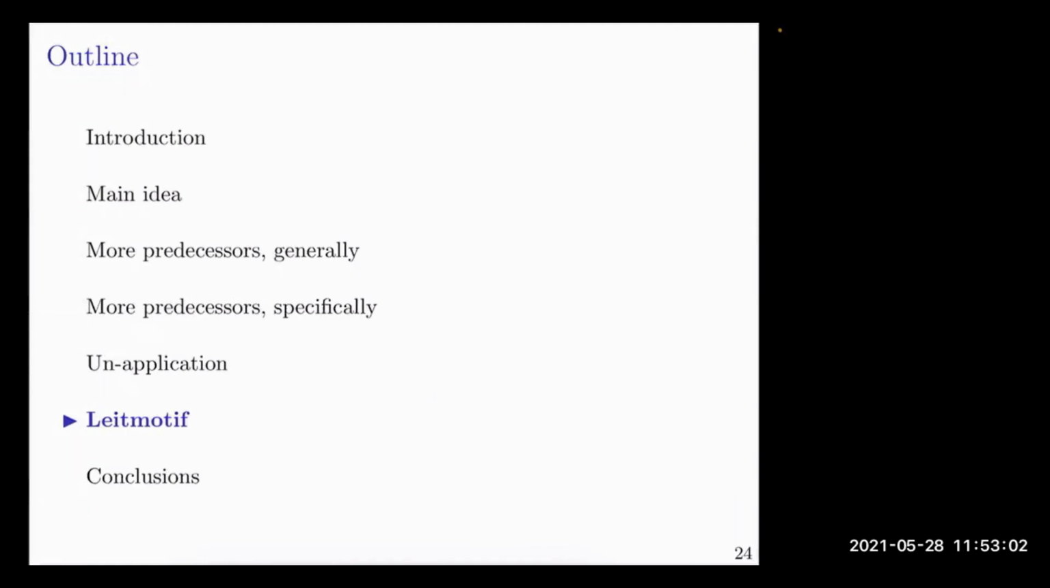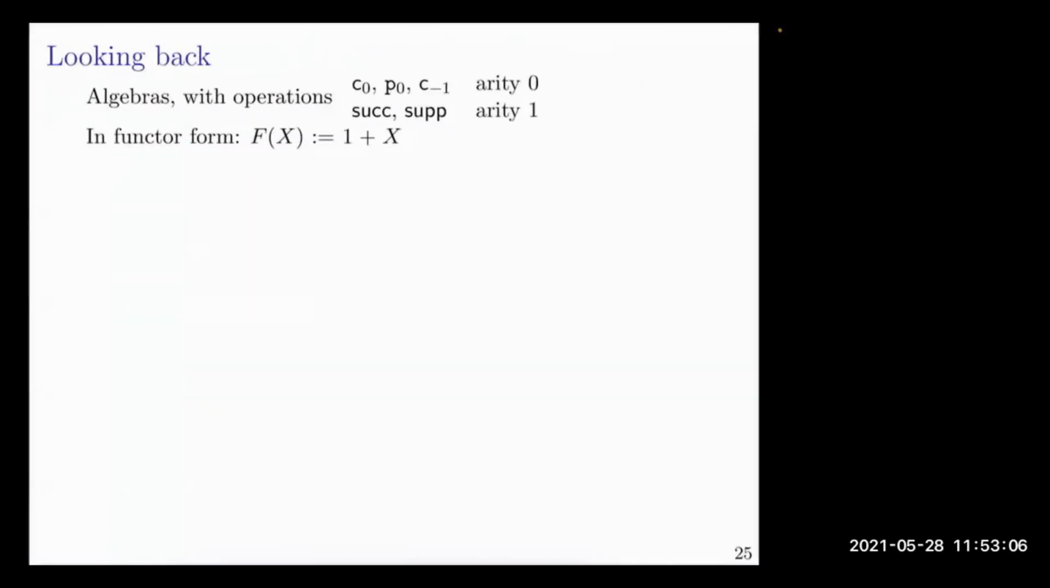Okay, so coming to the conclusions, let's look back and see what things we have seen over and over again. Of course we have seen algebras, right? With operations variously called C0, P0, C_{n+1}, C_{n-1} with arity 0, or successor or some with arity 1.